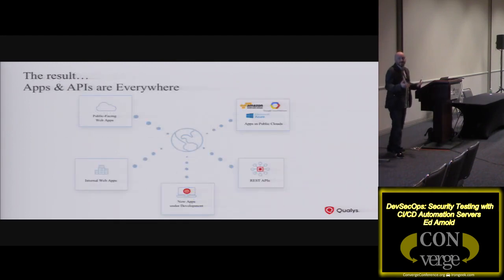So what's the result of all this development? Well, we're getting APIs and applications everywhere. We're getting microservices getting spun up. You have things in the cloud, you have things locally hosted, you have things in your internal network. You've got REST APIs everywhere. It's getting a little unwieldy to manage all of those different places.